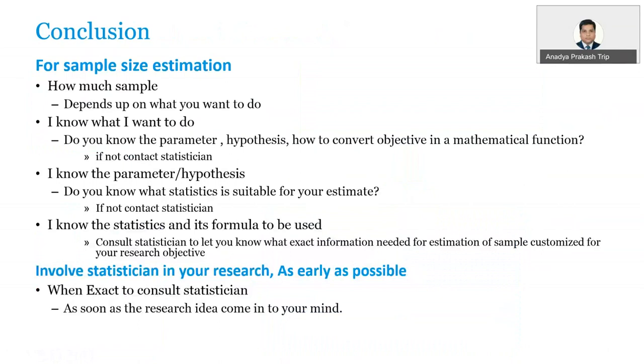It depends. Once you know what you want to do, then in your objective, do you know your parameter? On what scale are you going to measure your objective? And if you do, you have to do any hypothesis testing. What is your exact hypothesis? How to convert your objective into a mathematical function, like a hypothesis or measurement unit. If there is confusion in this, we can connect with the statistician and jointly figure out what my parameter is and how I can measure it. Now I know my parameter, I know what hypothesis I have to test.